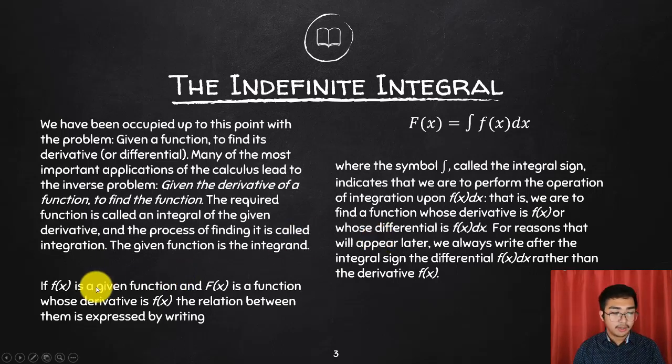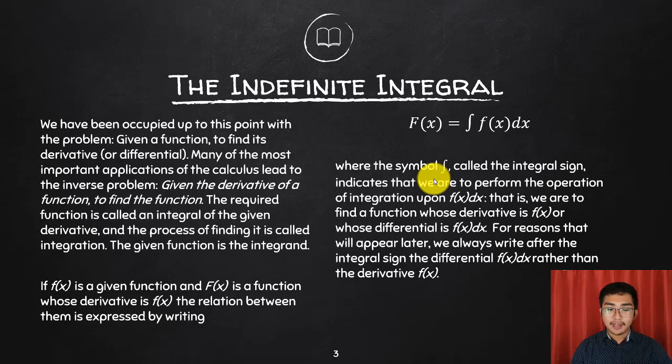If small f of x is a given function and capital F of x is a function whose derivative is small f of x, the relation between them is expressed by writing this equation: capital F of x equals the integral of small f of x dx, where this sign is called the integral sign. This indicates that we are to perform the operation of integration, no longer differentiation, upon f of x dx.